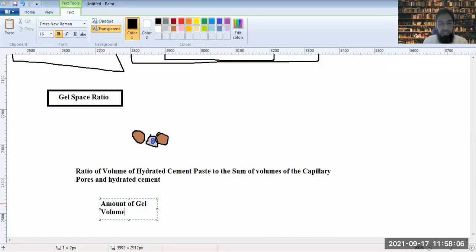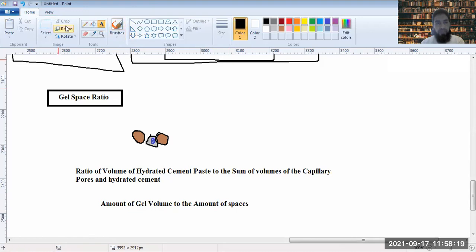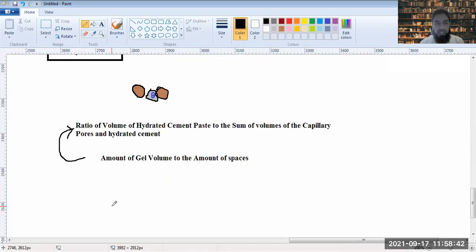It could also be classified in terms of the amount of the spaces in between. But it's not easy to determine the spaces, technically, practically. So that's why we give an expression like this: ratio of the volume of the hydrated cement paste to the sum of the volumes of the capillary pores. The sum of the volume of the capillary pores plus hydrated cement is the total volume. So the ratio of hydrated cement paste to the total volume, you can classify this also as the gel space ratio.